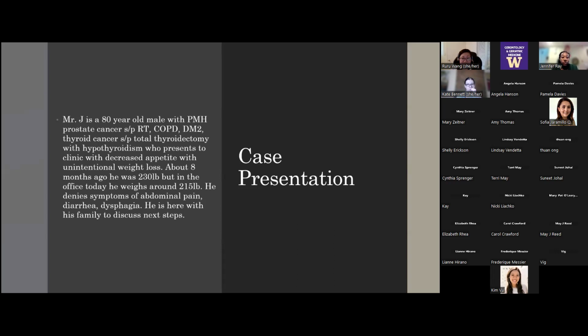So this is Mr. J. He's 80 years old. He has a medical history of prostate cancer, COPD, diabetes, thyroid cancer with hypothyroidism, who's coming to clinic for decreased appetite and unintentional weight loss. About 8 months ago, he was about 230 pounds, but in the office today, he's around 215. He denies any symptoms of abdominal pain, diarrhea, dysphagia, no GI symptoms, and he's coming here with his family who are concerned, obviously, to discuss next steps.